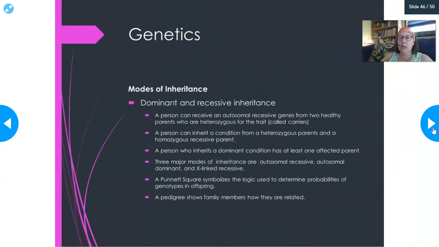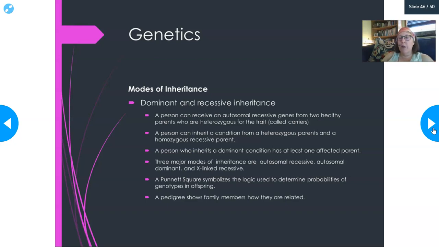So let's talk about, again, dominant and recessive inheritance. A person can receive an autosomal recessive gene from two healthy parents that are heterozygous for that trait, and they're called carriers. What the heck does that mean? So let's use sickle cell as an example.